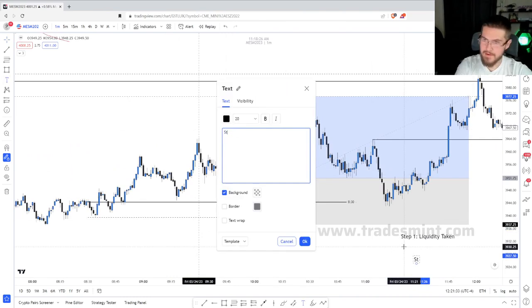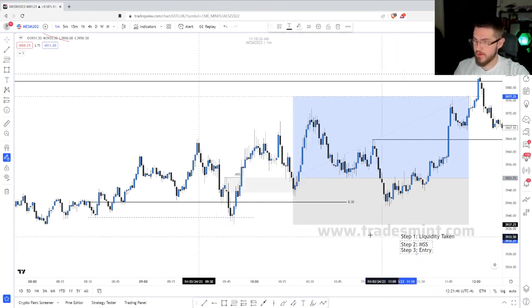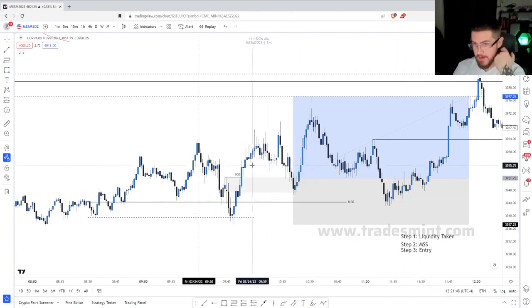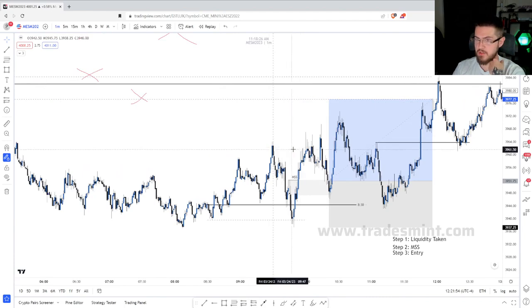Step two is market structure shift. And step three is your entry. So again, entry doesn't have to necessarily be an order block or whatever, it really can be whatever your strategy is. My strategy a lot of the time is I'll just mark it right here. Usually it's going to be a little higher risk to reward than this specific trade.